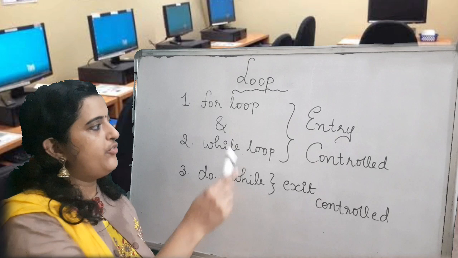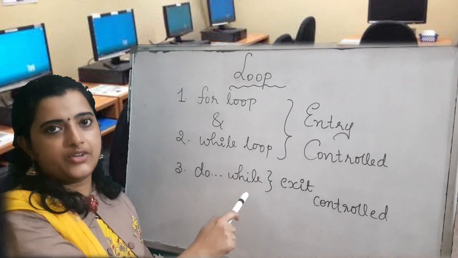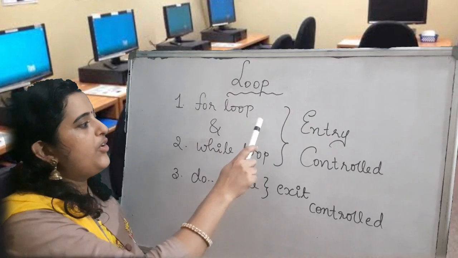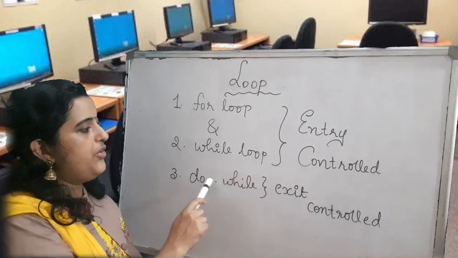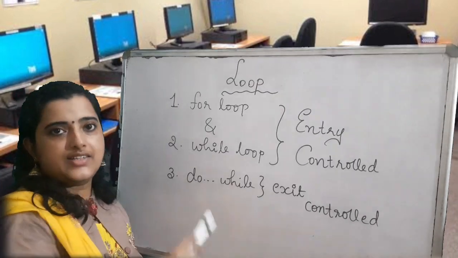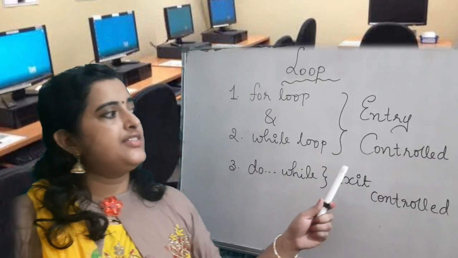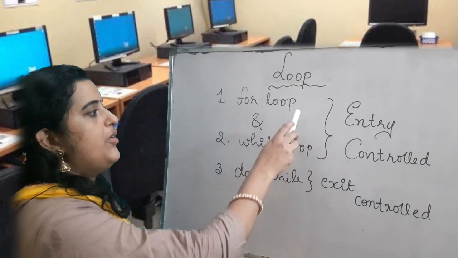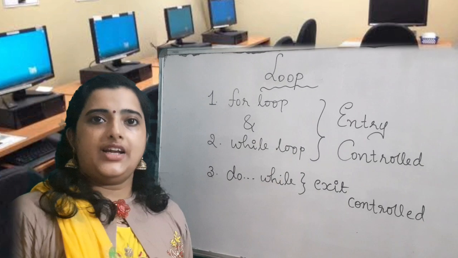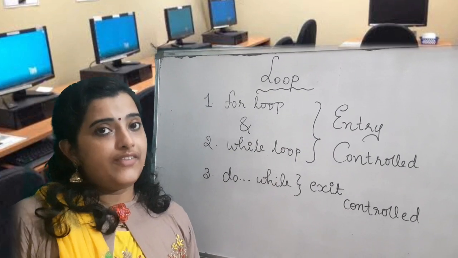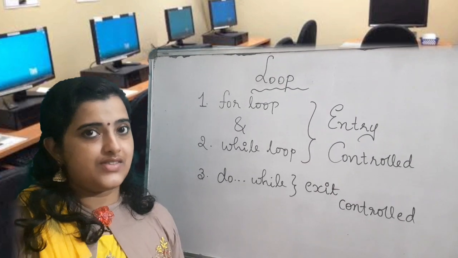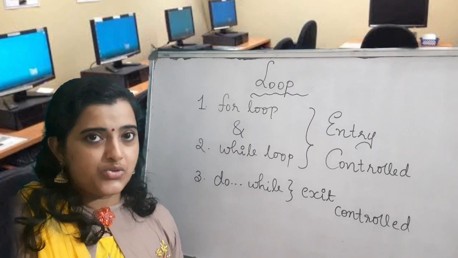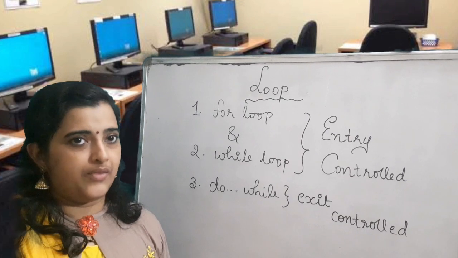Java supports mainly three types of loop constructs. They are for loop, while loop and do while loop, in which for loop and while loop are entry controlled loops, whereas do while loop is termed as an exit controlled loop. In entry controlled loops, loop statements will be executed only when the condition is true. That is, during the entry time itself, entry is restricted.